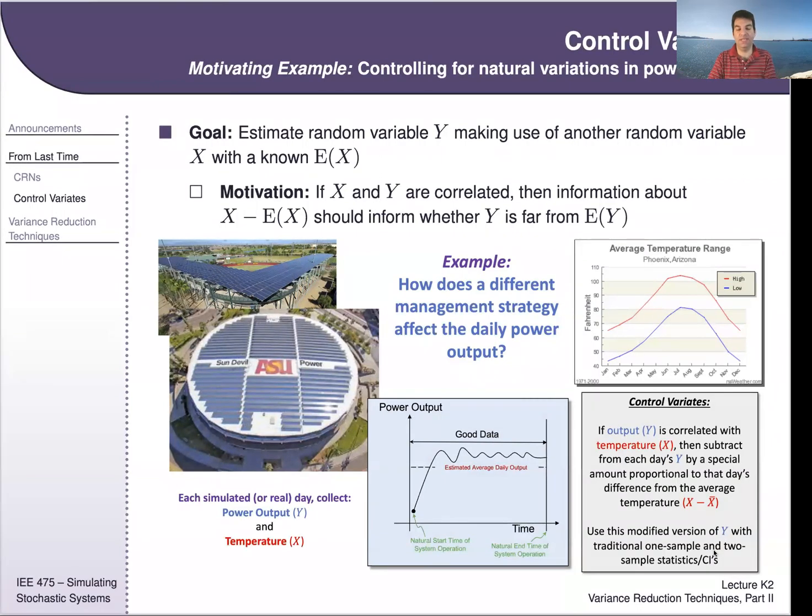That's what I'm saying here: if my output, which is the power output, is correlated with temperature, then I can subtract from each day's power output a little bit of it that is proportional to that day's difference from the average temperature. So for a hot day, I can subtract off more than for an average day. And for a cold day, maybe I end up adding some. So I'm actually manipulating my output response variable by controlling for the effect that seems to be demonstrated between temperature and the output.